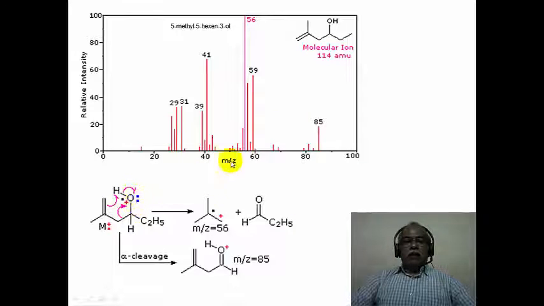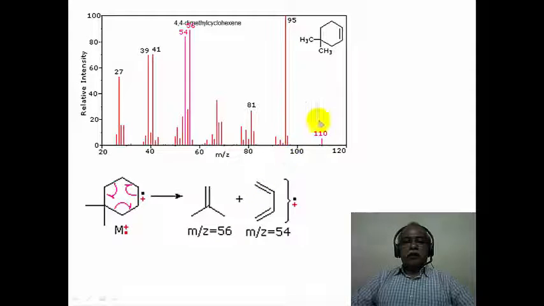Again, another kind of McLafferty rearrangement. The molecular ion itself is not seen, but the McLafferty rearranged product, which is this particular cation, a tertiary butyl kind of a cation, is registered at 56 in this spectrum of the alcohol that is shown, the structure of which is shown here. This is a simple cyclohexene unit, so it can undergo a fragmentation pattern.